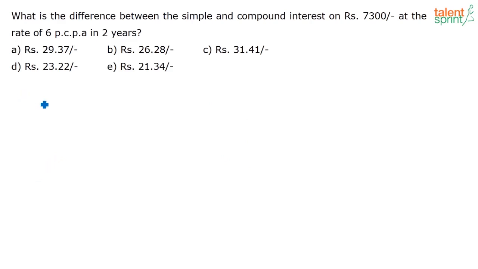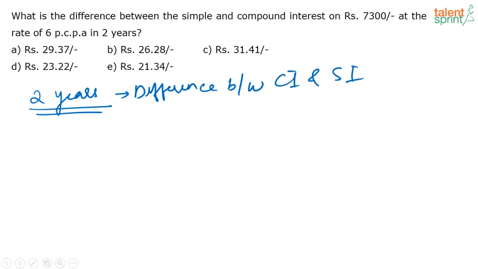See, if the question is to find the difference accrued between the simple interest and compound interest for 2 years, okay? If you are asked to find the difference between the simple interest and compound interest on a certain sum, for the same principal, for the same rate of interest for 2 years, the difference is given by the formula PR squared by 100 squared.